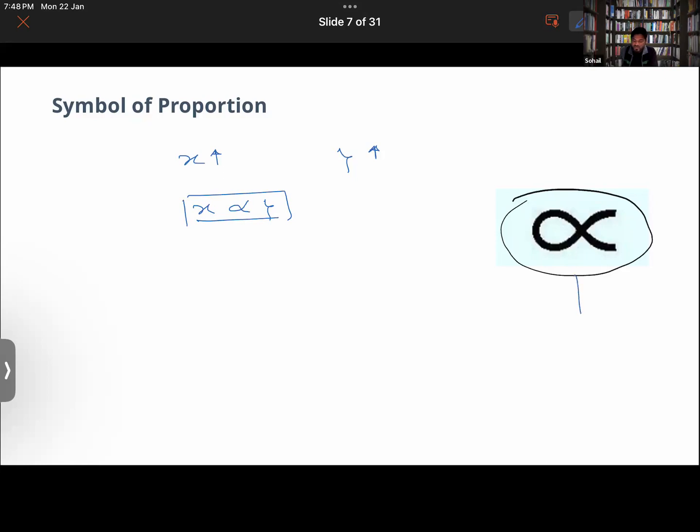Is it not basically proportion to? Like when you say x is to y, how do we read it? We read it as is to, right? So this will be read as is proportional to. Getting it now? So basically x is proportional to y. Getting it? Hope that is clear. Hope you guys are getting it.